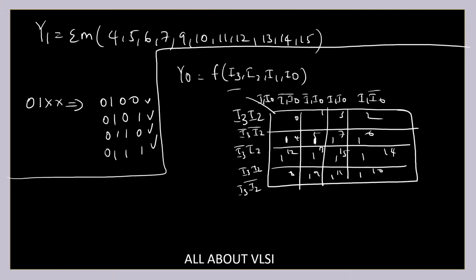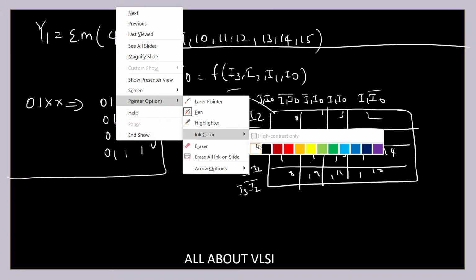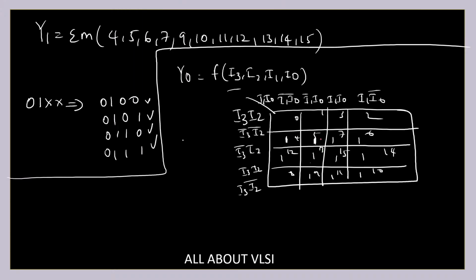1, 2, 3, 4. This is a quad. Okay, let me change the pen color. Actually, it's very confusing over here. So 4, 5, 6, 7. Okay, this is one quad I'm going to have. And 1, 2, 3, 4. This is also one quad.